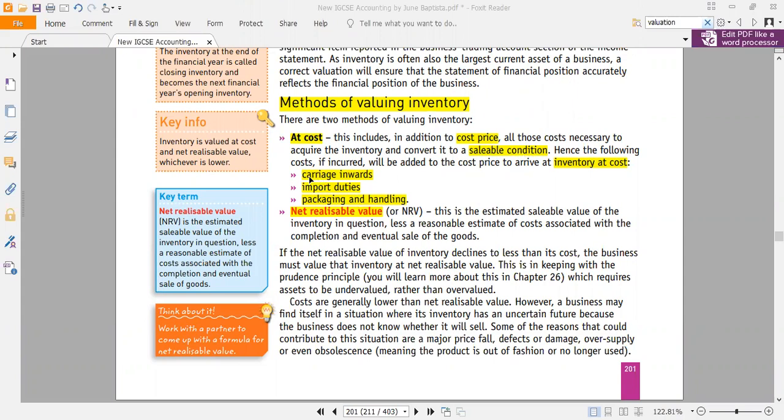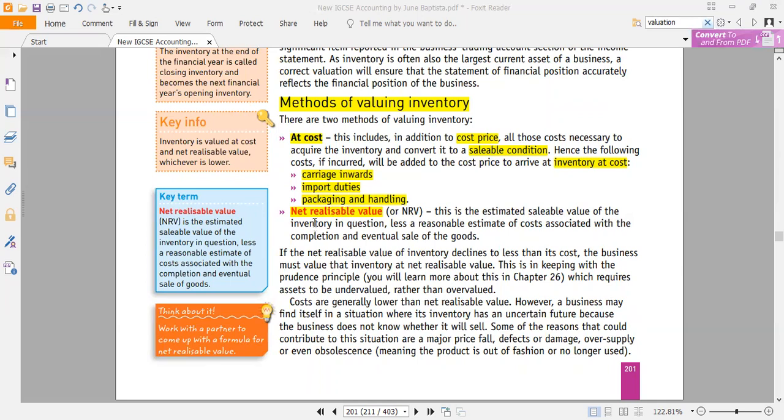Okay, it may include with the cost you have to include carriage inwards, import duties, and packaging and handling. If you bring that inventory to your business premises, you have to include that carriage inward. You have to include import duty in case you have bought it from another country and you have paid import duty. Another thing you have to include in the cost of inventory is packaging and handling.